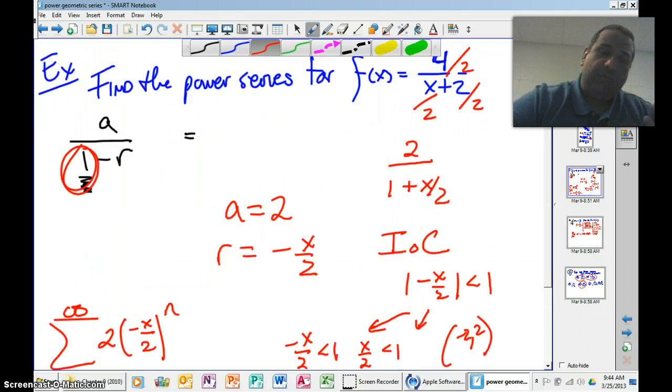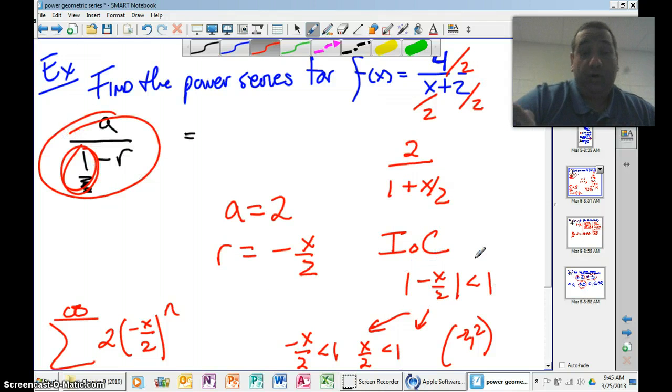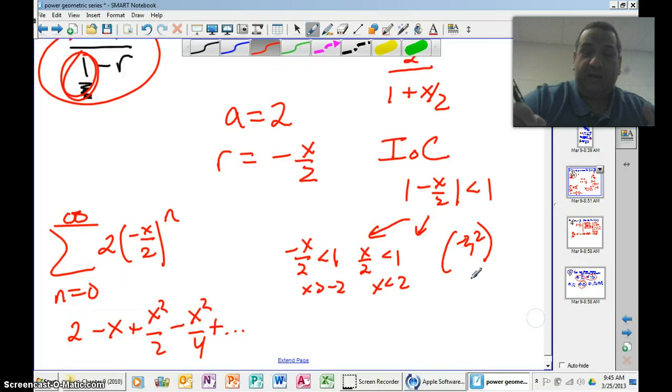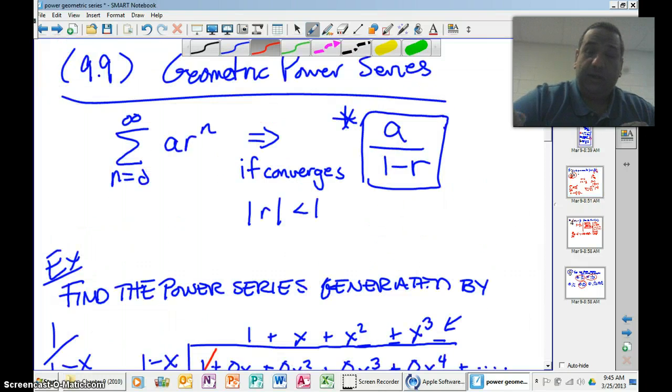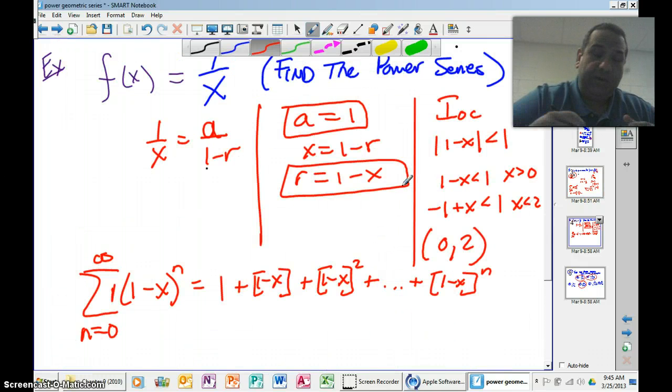But remember, all we did here was we got it in the form of a over 1 minus r. We did something new, interval of convergence, and we know that the absolute value of r has to be less than 1. So we do the absolute value and get our interval of convergence. And then lastly, we generate the series. Okay? So far, not too bad, I hope. All right? Well, we'll know tomorrow. So see you tomorrow.